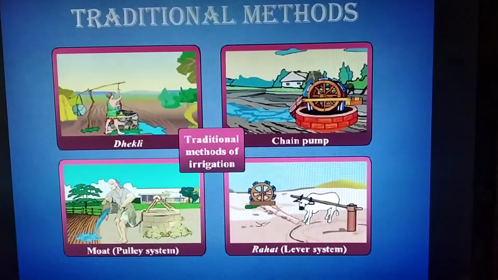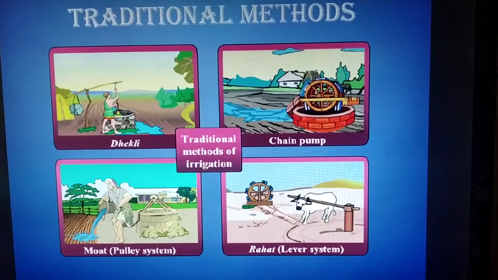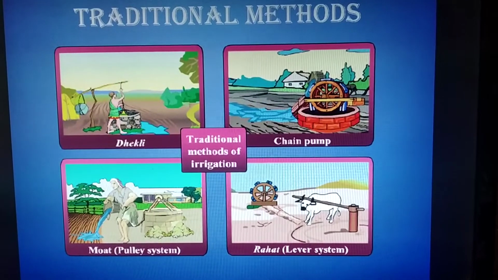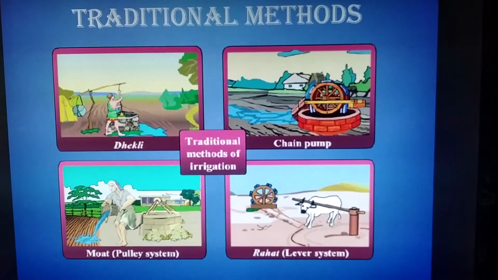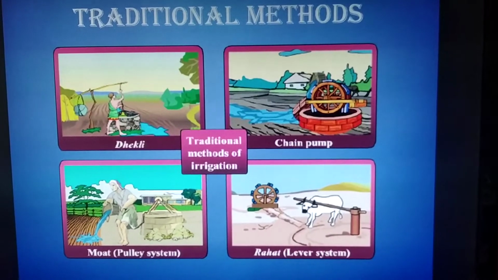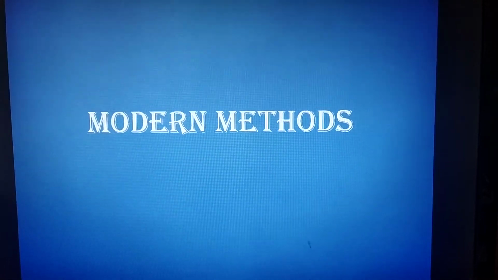In the traditional era, these methods were used. The first one is dhekli, chain pump, mod, that is pulley system, and next is rahat, that is leveler system. But these days we are using modern methods.